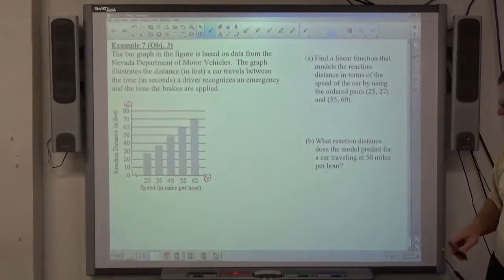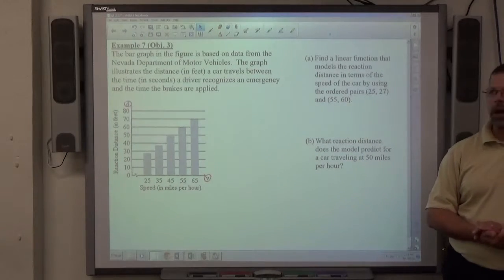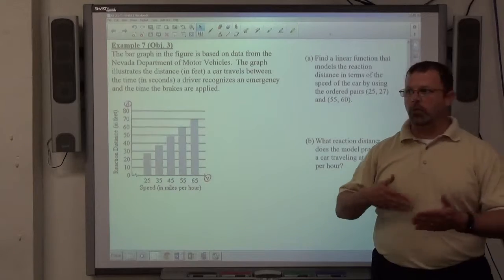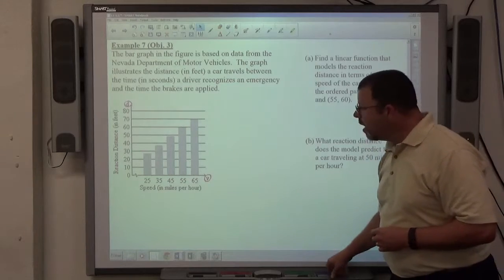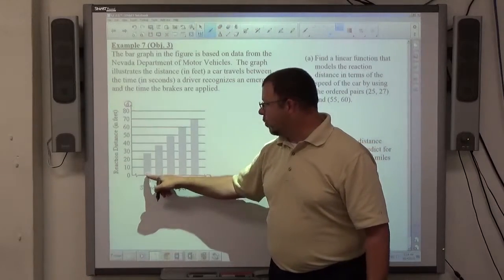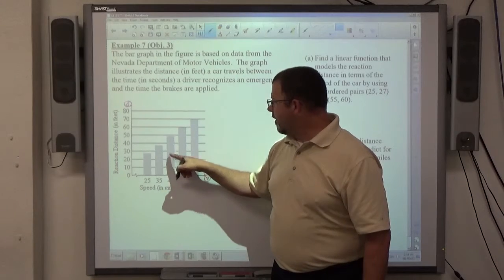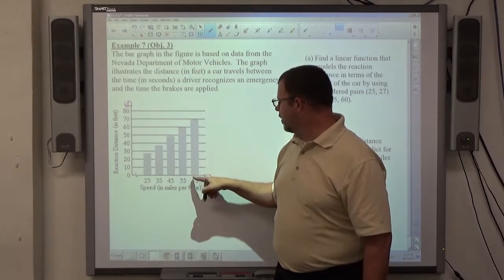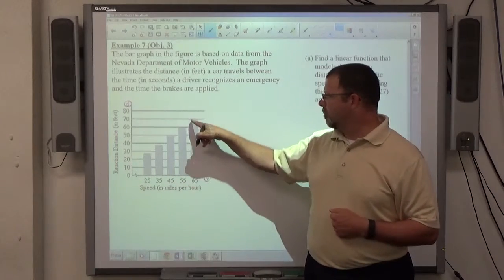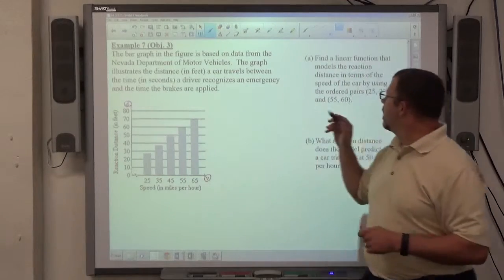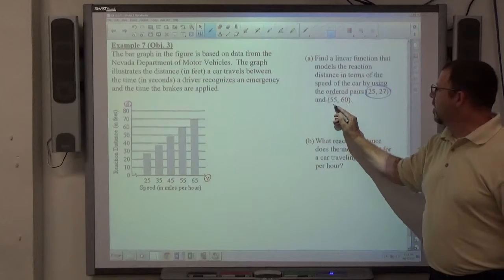Okay, the first thing before I start working on a problem involving any kind of a chart, bar graph, set of ordered pairs, whatever, is I make sure I get a complete understanding of what the horizontal and vertical axes represent. All right? These bars represent kind of like ordered pairs: 25, 27, 35, looks like about 38 maybe, 45, 49, 55, 60, 65, 70. They're kind of like ordered pairs. How fast I'm going compared to how far I go. All right? The ordered pairs they're concerning us with are 25, 27, and 55, 60.